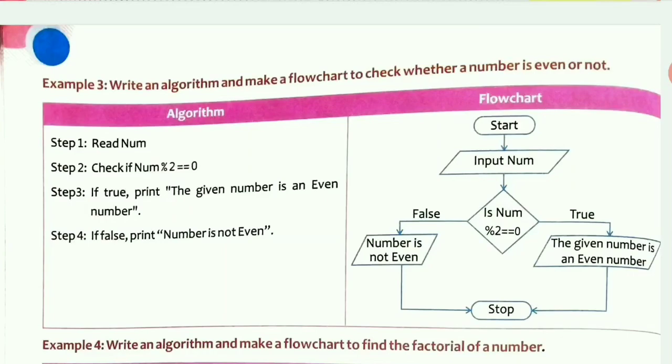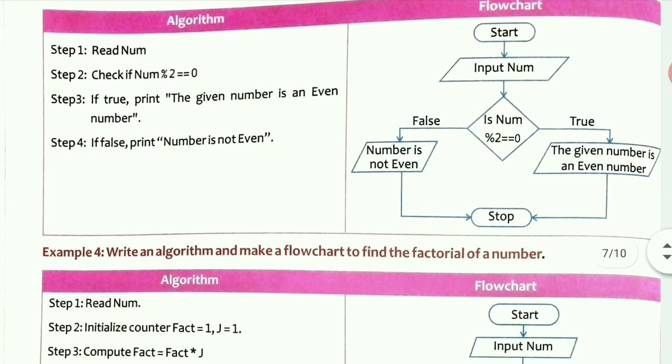And in step 4, if false, print the number is not even. So this is the algo for even or not. And the flow chart goes like this: start, input the number, and now check in the decision box if the number is divisible by 2 or not. If it is true, means if it is divisible by 2, then print the number is even number, else the number is not even, and stop.